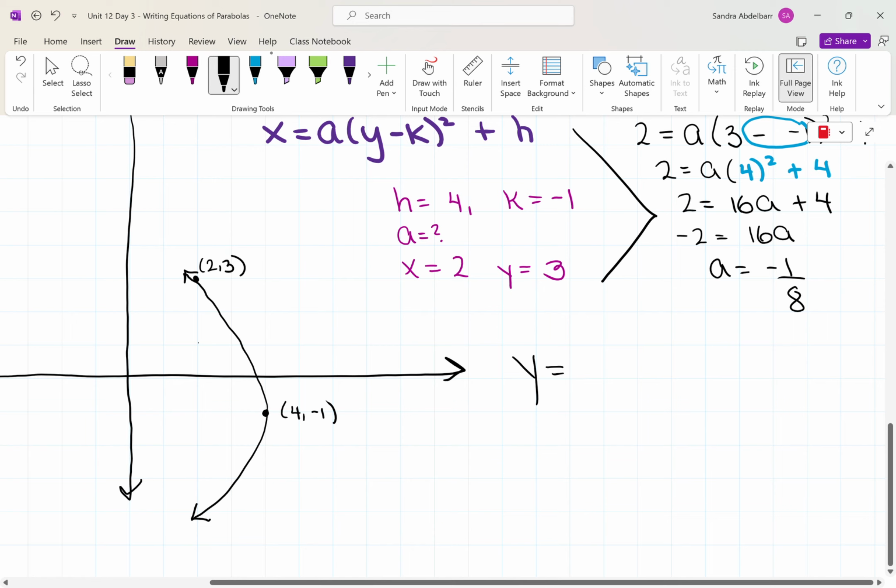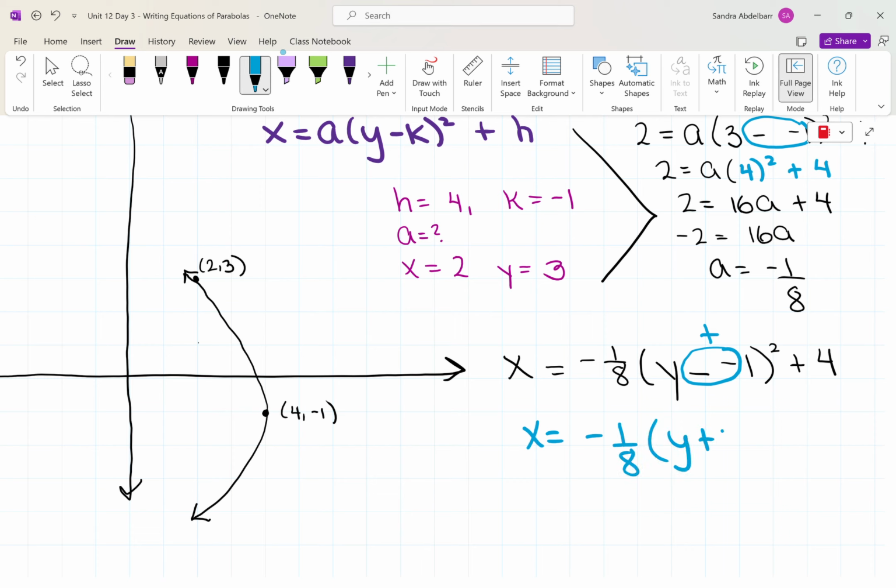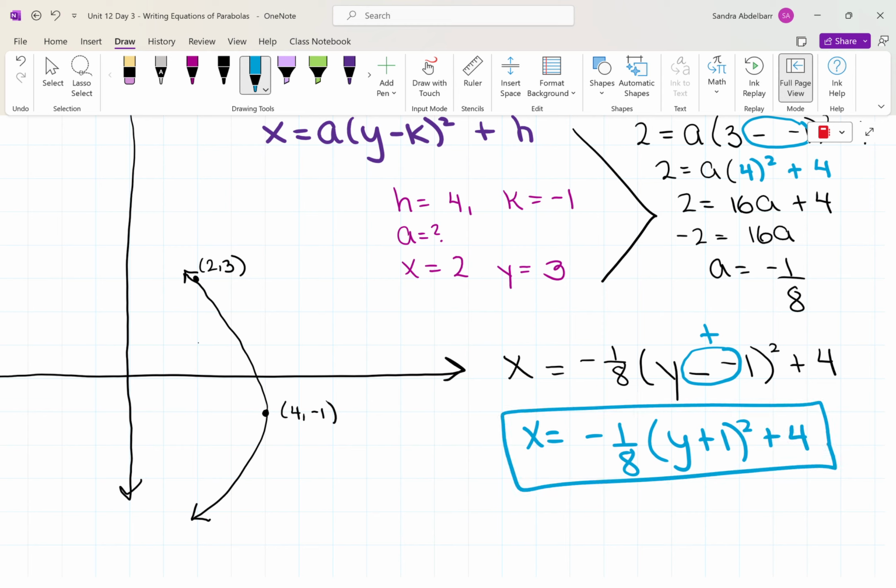All right, so now we have everything we need to make the equation of this parabola. Y is equal to -1/8 times the quantity of, oh, sorry, this is x, not y. Sorry, guys. X is equal to -1/8 times the quantity of y minus -1, quantity squared, plus 4. I can't leave it like this. Why not? Because of the double negative. What does a double negative make? Positive. So x will equal -1/8 times the quantity of y plus 1, quantity squared, plus 4.